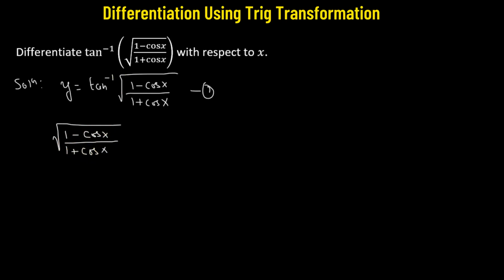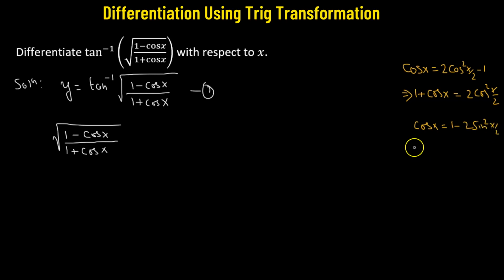Here we're going to use the identity that cosine of x is given by 2 times cosine squared x over 2 minus 1, which can be rewritten as 1 plus cosine of x equals 2 times cosine squared x over 2. Cosine of x can also be expressed as 1 minus 2 times sine squared x over 2, such that if we rewrite this in terms of 1 minus cos x, we will have 2 times sine squared x over 2. So we'll use these two to rewrite the given expression.